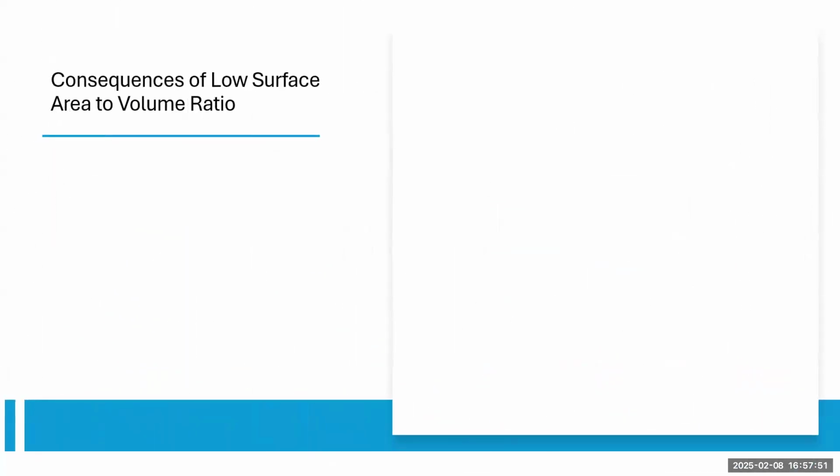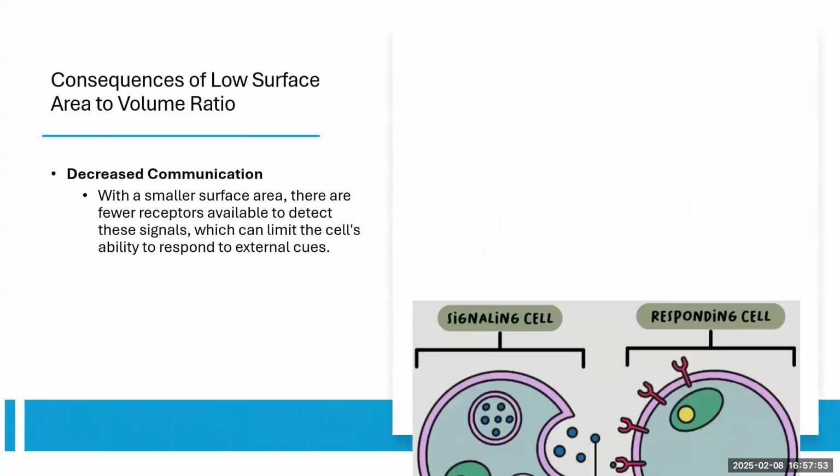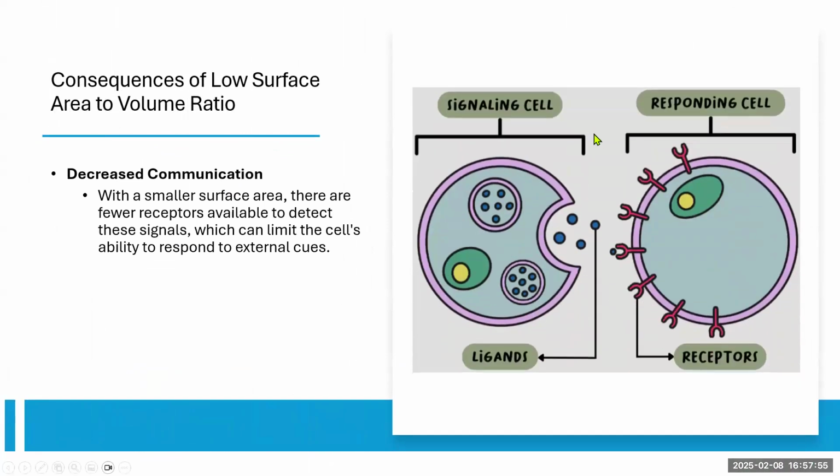Right? There are also more consequences, like decreased communication. What happens as cells get bigger is that they have a smaller surface area and a much larger volume to deal with. On the surface of cells, you have proteins called receptors. As cells get bigger, you have fewer receptors on the surface because the surface area is smaller for there to be interaction with other cells. And this could, of course, affect communication between cells.